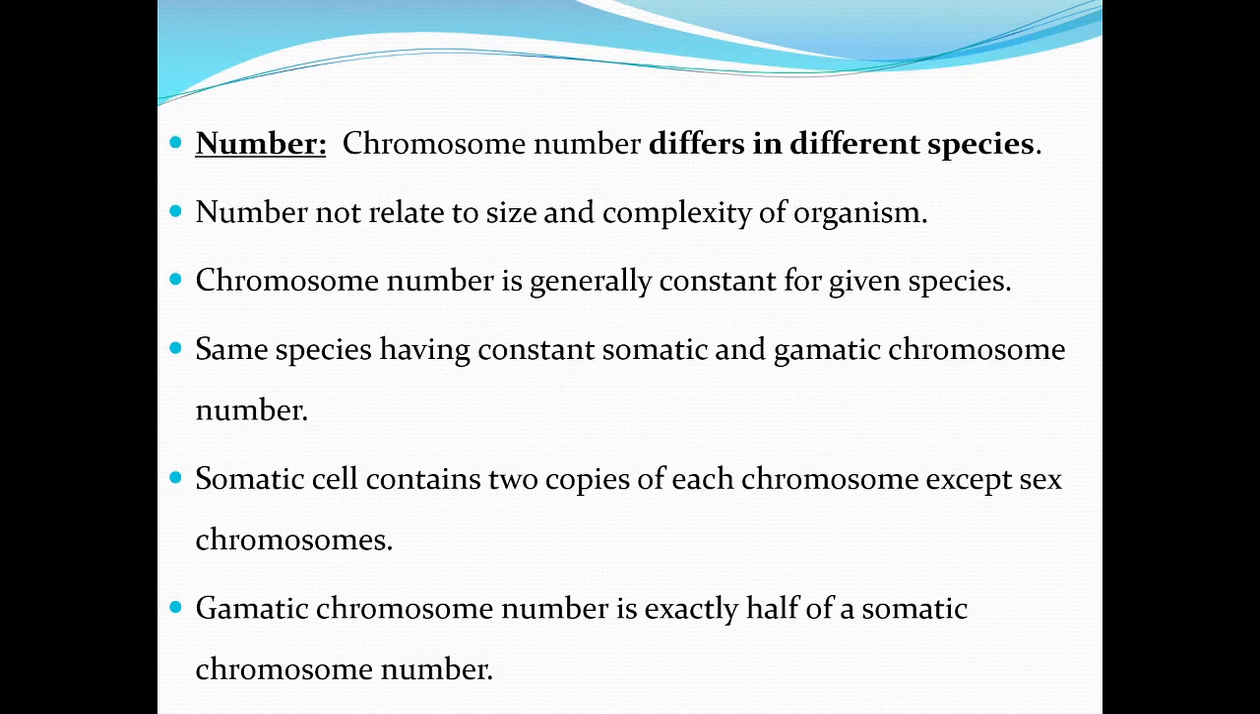The next point is the number of the chromosome. The number of chromosomes is different in different species, and that number is not related to the size and the complexity of the organism. The chromosome number is generally constant for a particular species. For example, in Drosophila, the chromosome number is 8, while other species of Drosophila also have the same number of chromosomes, and the same species has a constant somatic and gametic chromosome number, and the gametic chromosome number is exactly half of the somatic chromosome number.